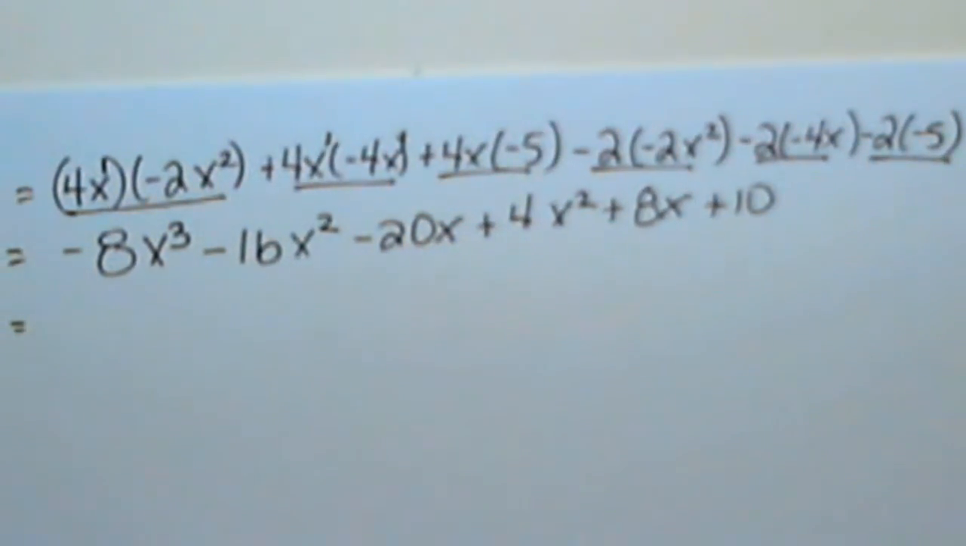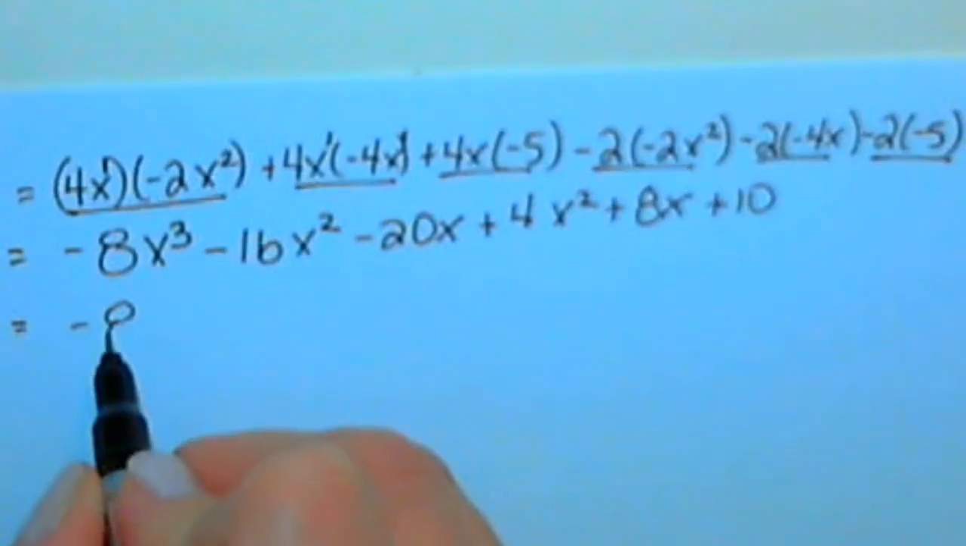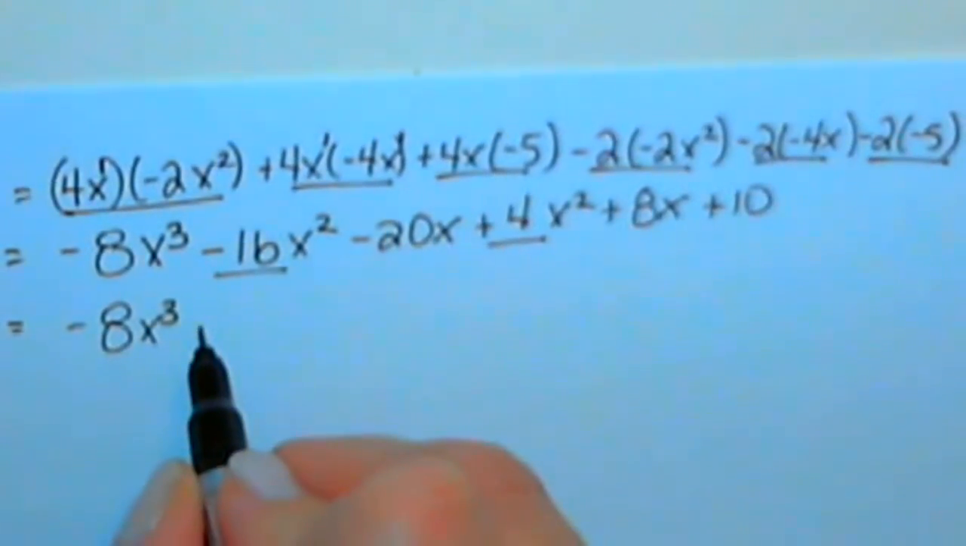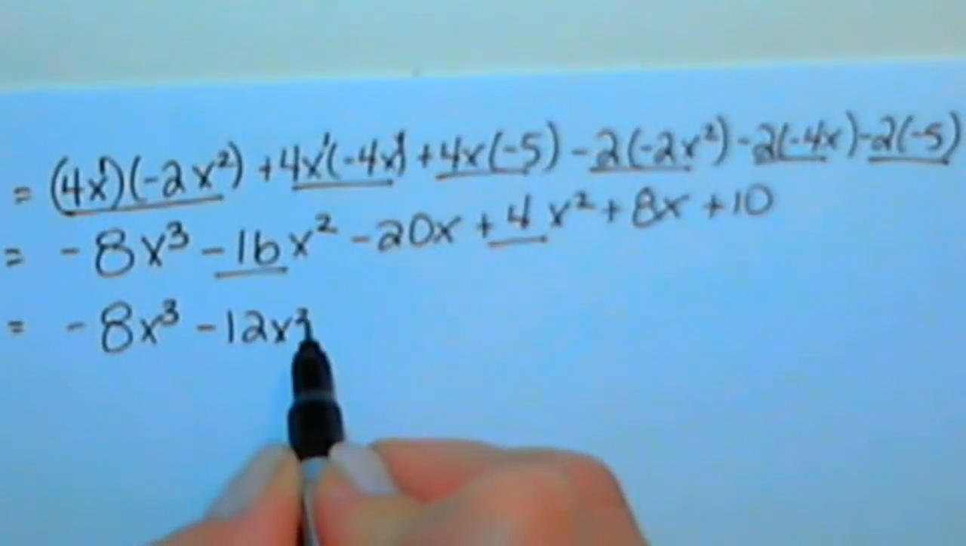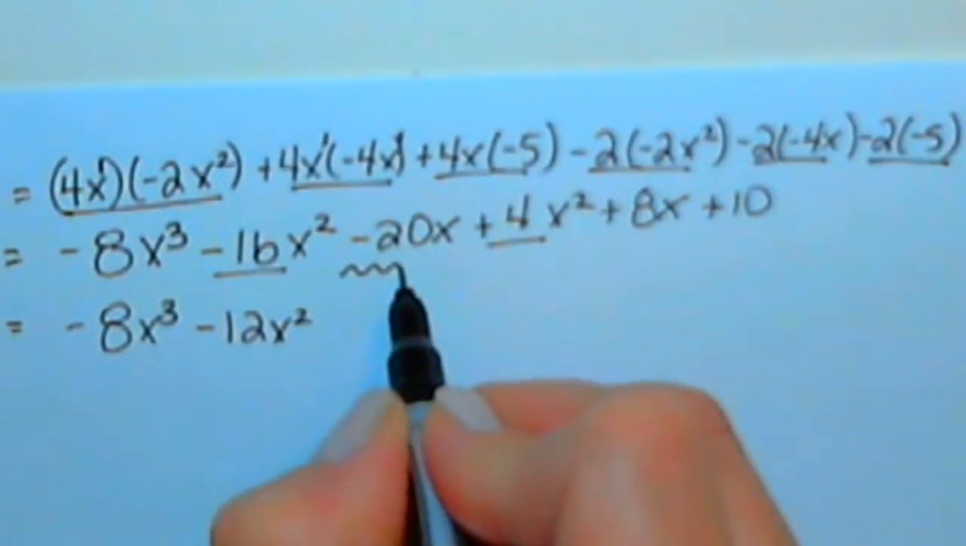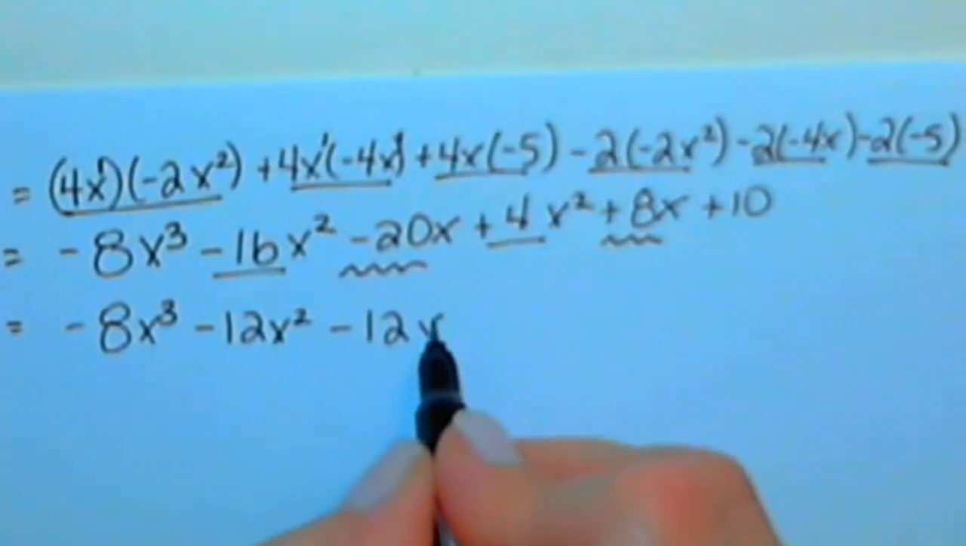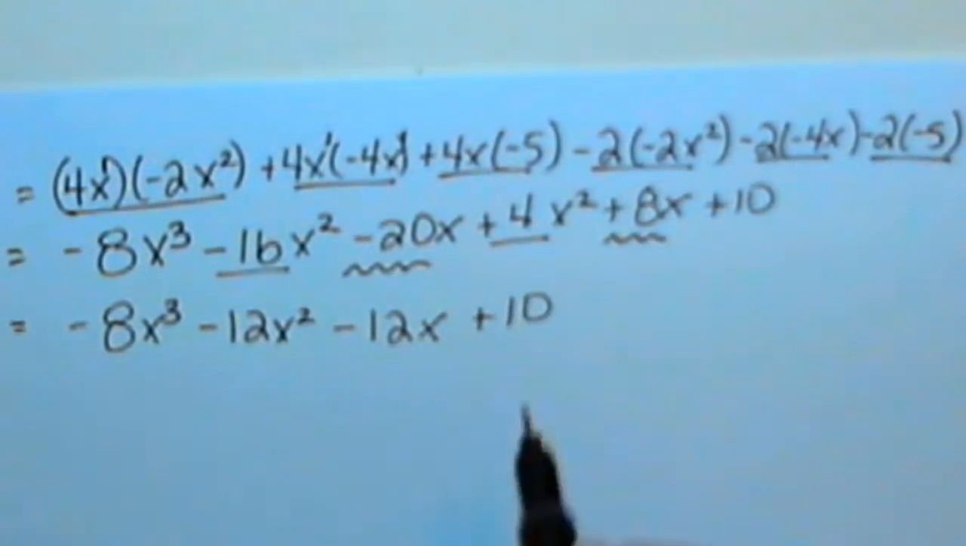And let's see if we can group any of these together. We have a minus 8x cubed. We have a minus 12x squared. We have a minus 20x and a plus 8x, which is a minus 12x, and a plus 10.